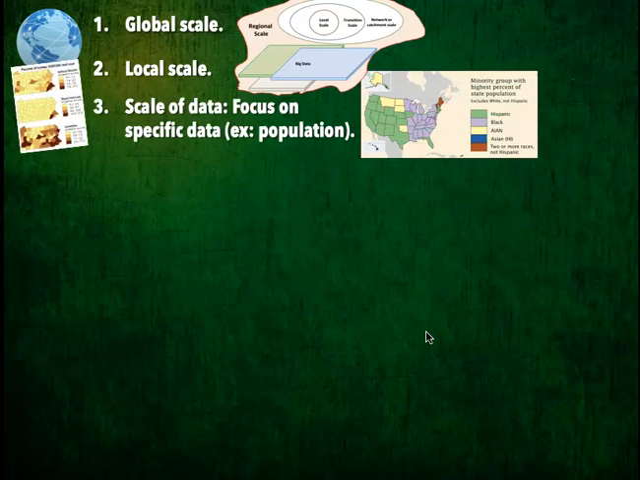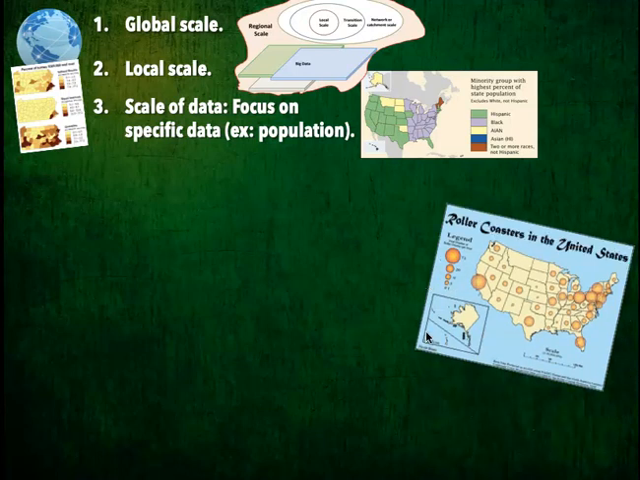Okay, scale of data. That's when we look at population at a national level, and then we break it down further. What does the population look like? Maybe we're looking at population density. What does population density look like in one individual state? And then within that state, what does population density look like in one county, or maybe in a city area, an urban area? As we go down from big to small, that's where we're looking at differences in the scale of data.